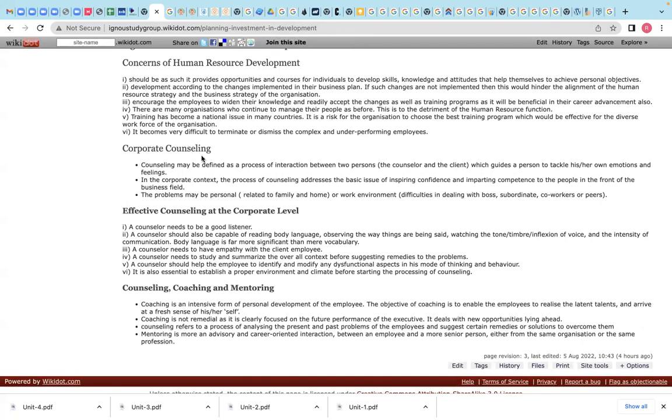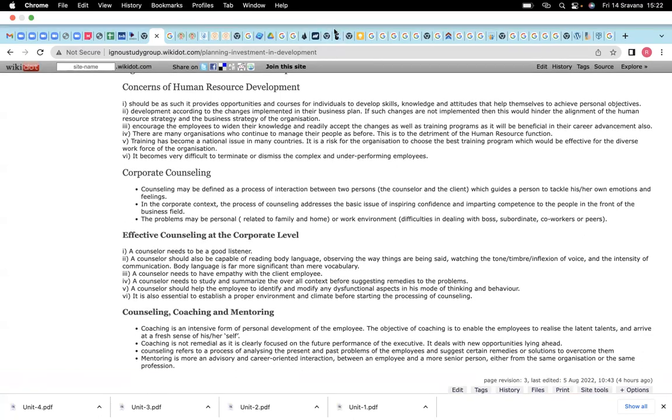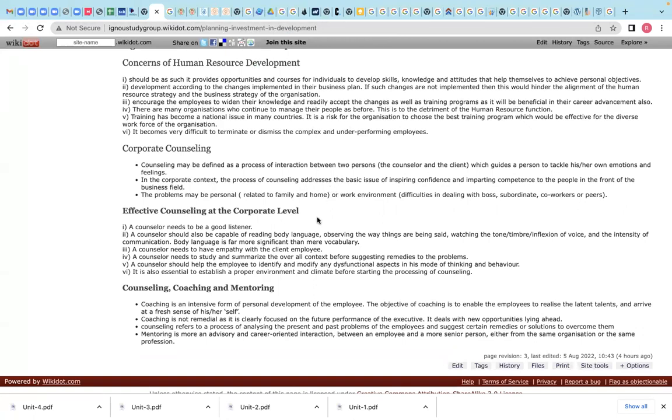There is a slight difference between counseling, coaching, and mentoring. Coaching is something which you do personally for an employee to meet some objective, where you are taking them towards that particular objective. So it is about the future course of action you are trying to drive. Whereas counseling is about analyzing their present, past, and future, and then suggesting remedies. That's what counseling is all about. Mentoring is an advisory or career oriented interaction, where a friend or a skilled senior employee plays a mentoring role so that you can go towards the right target.